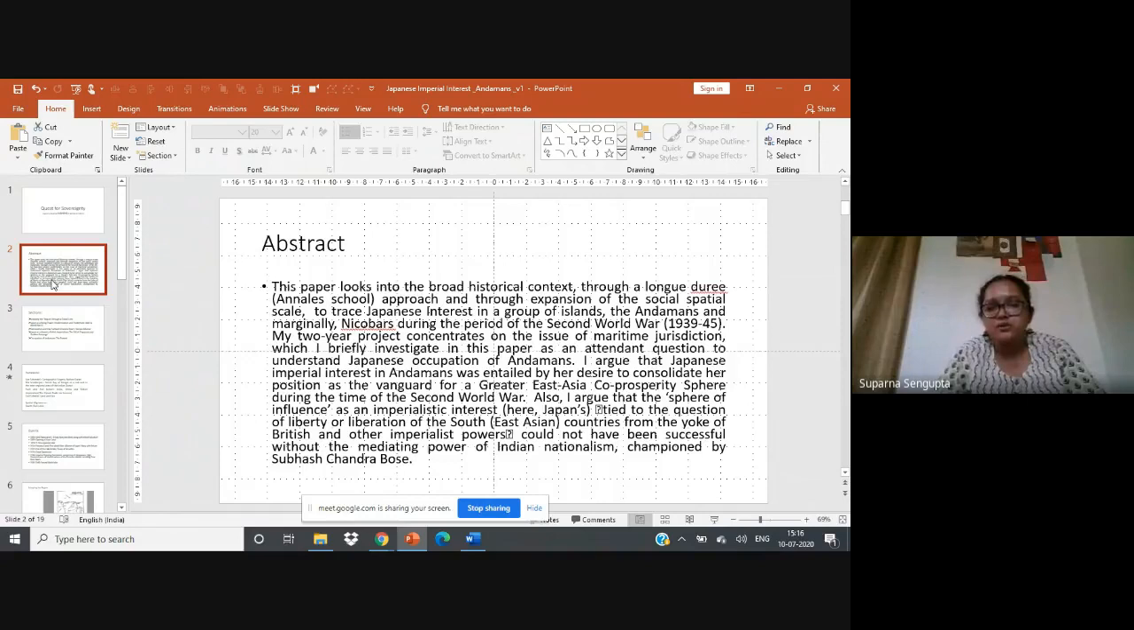Also, I argue that the sphere of influence as an imperialistic interest, here that of Japan, tied to the question of liberty or liberation of the Southeast Asian countries from the yoke of British and other imperialist powers, could not have been successful without the mediating power of Indian nationalism championed by Subhas Chandra Bose.